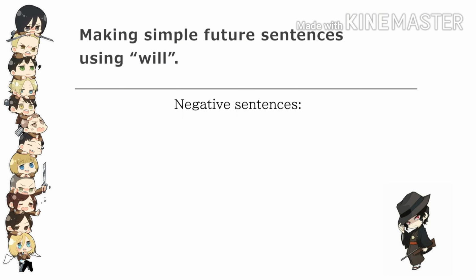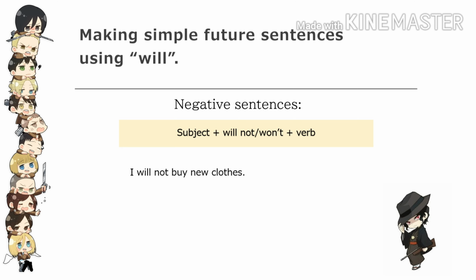Now for the negative sentences, we'll be using this form: subject plus will not or won't plus verb. I will not buy new clothes. They won't bring it tomorrow. I and they here are the subjects, while both of them either use will not or won't for the negative sentence, and buy and bring are the verbs.